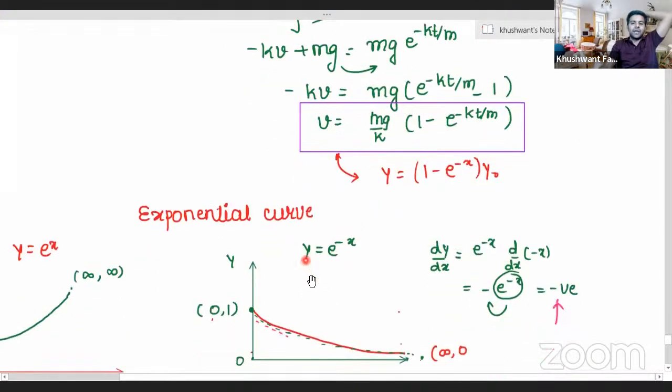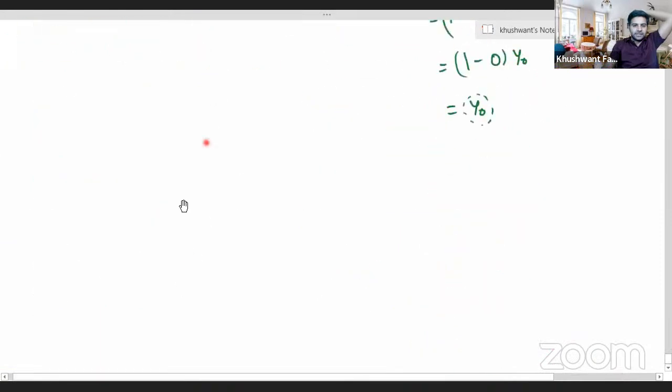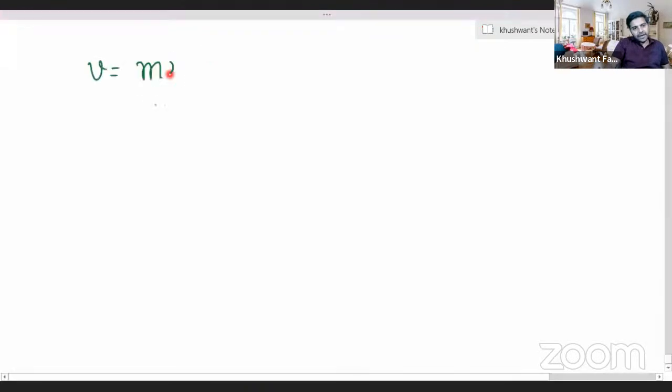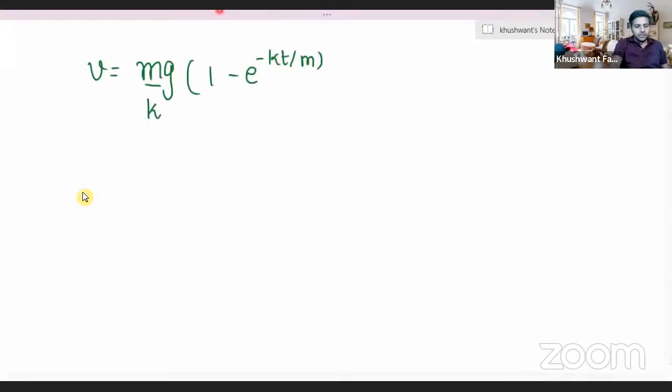Read it out loud. V is equal to mg by k. So write loudly. We can write it again. V is equal to mg by k, 1 minus e power minus kt by m. Read this loudly. It's equal to mg by k, 1 minus e raised to minus kt by m. Again we'll try to plot this curve.